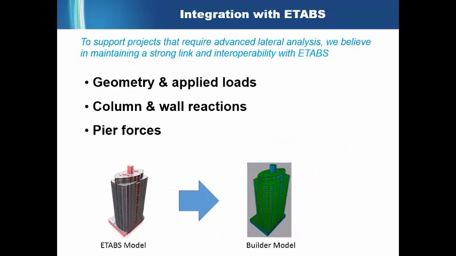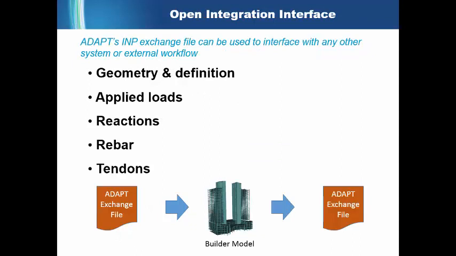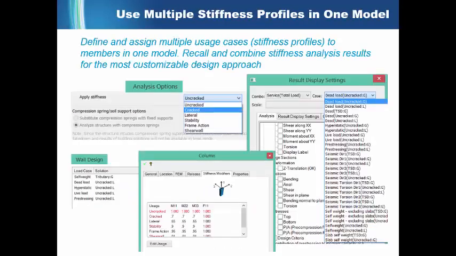We understand that you're not always able to rely on the ADAPT Builder exclusively to complete your building design. And so, ADAPT has integrated with ETABS to allow the user to bring in geometry and applied loads, as well as column and wall reactions from an ETABS model directly into Builder. Further, ADAPT has an open text exchange file, which allows you to import and export various components of your model with ease.